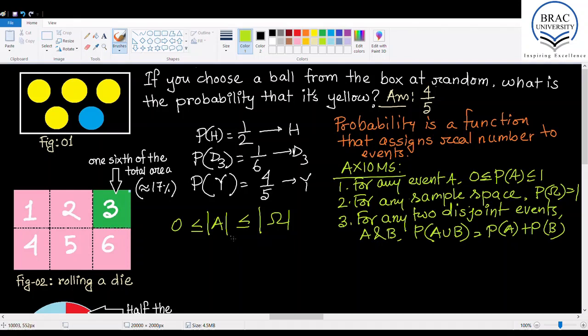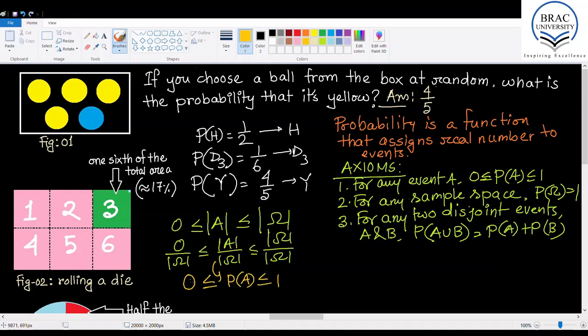And now we are going to divide this inequality by the cardinality of the sample space. So you will get this. By definition, we have the probability of A here, P of A, and it's less than or equal to 1, and greater than or equal to 0, because when 0 is divided by anything, the answer is 0.